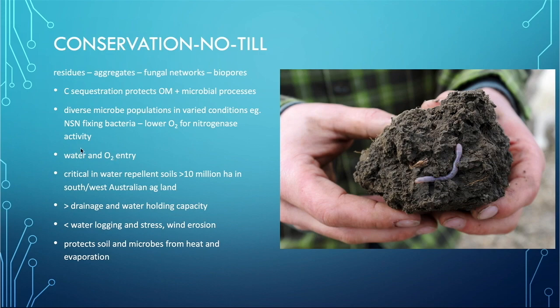So water and oxygen entries are obviously added in as well if we have conservation agriculture. It is critical in water repellent soils because over 10 million hectares in southwest Australia agricultural soils are actually quite repellent. And you can imagine why, because when droughts happen for long periods of time and the soil is dry and there's no organisms present and organic matter is depleted, water is literally repelled. Water is literally running off. So we need to increase these systems, water entry, water absorption, oxygen absorption for all of the system to work, and so it doesn't any longer repel water.